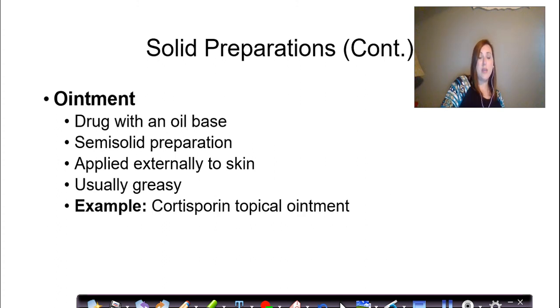An ointment is oil-based, so it's semi-solid as well. It's usually more greasy, and you can apply it externally to the skin. It's usually more clear than a cream. A cream is usually white. Cortisporin topical ointment is like an antibiotic ointment that you can use.